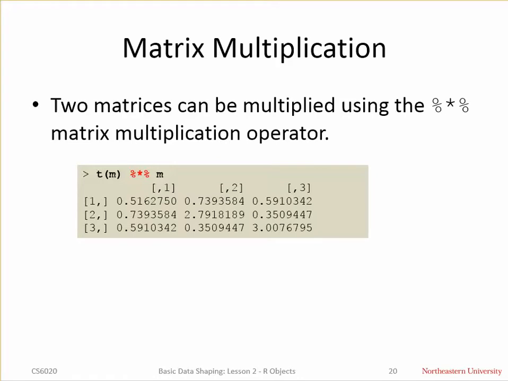R supports a lot of the typical matrix manipulation functions, like matrix multiplication. You multiply matrices with this operator right here. It's percent asterisk percent. So this is an example where we transpose the matrix M first and then multiply that transpose with the matrix itself to give us a new matrix. There are several other matrix operators available, but that's a little bit outside our need.